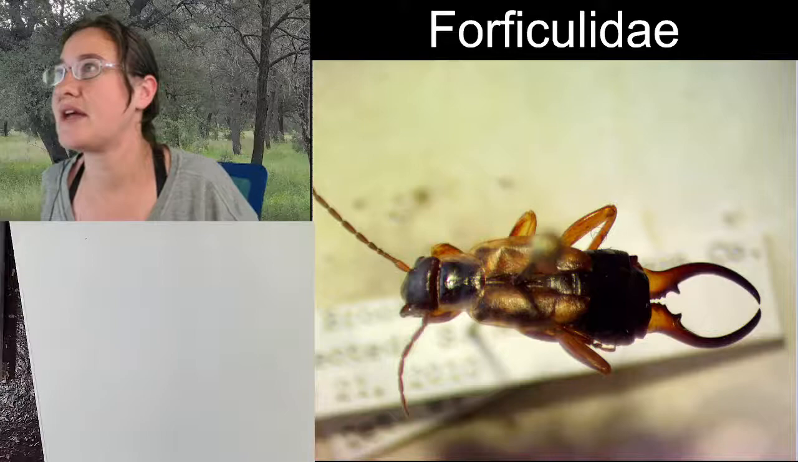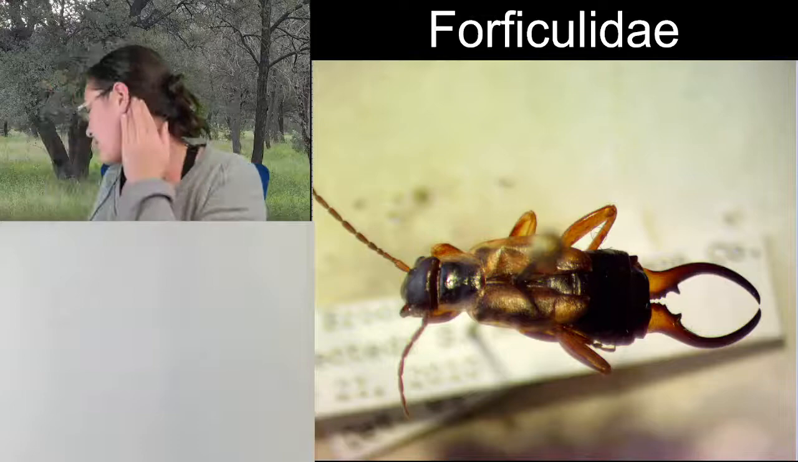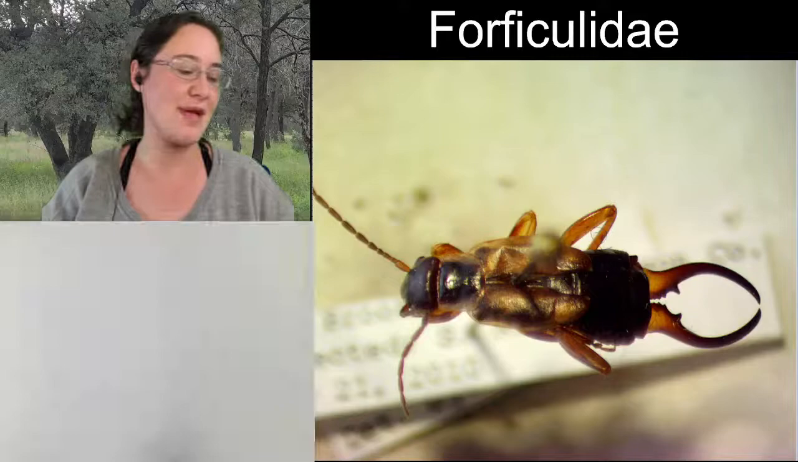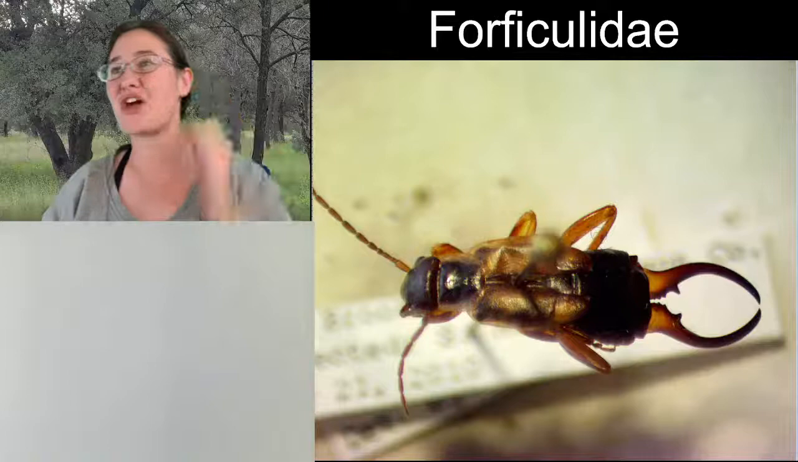Darn it. That's okay. Alright, so I don't know the characteristics for the family. And maybe I'll look it up in a little bit after we start sketching. But I don't want to waste any more time. So, yep, we're just going to call this friend Ian Earwig.